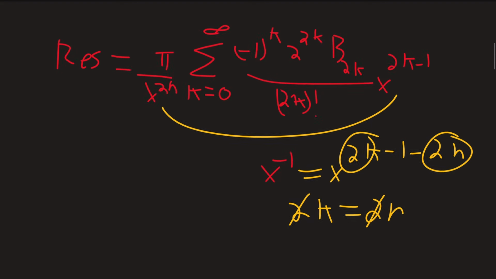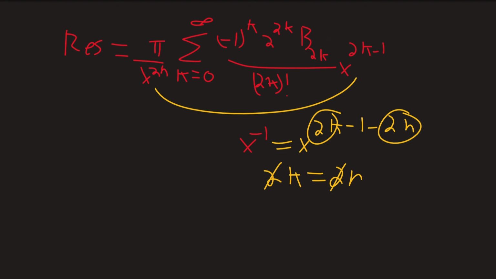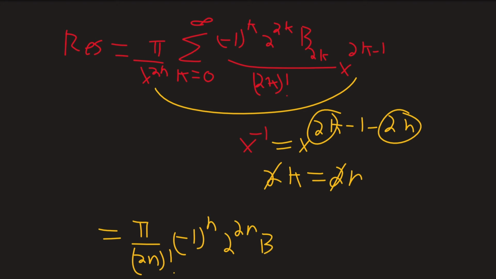So as such, we can eliminate every single term in our summation, except for the one we care about, by replacing n with k. And perhaps that wasn't clear. Essentially what we're going to do is drop the summation and replace k with an n. So this right here is going to be equal to pi over 2n factorial times -1 to the n times 2 to the 2n, the 2nth Bernoulli number.